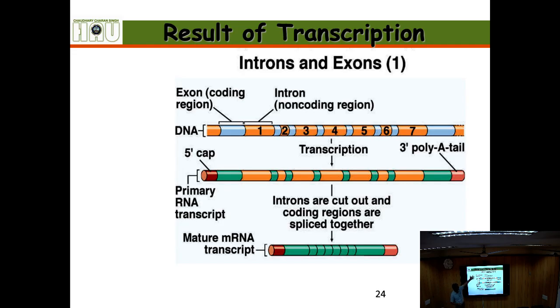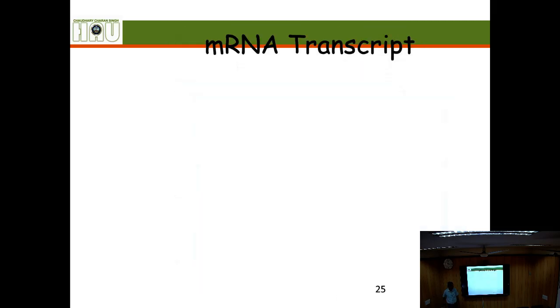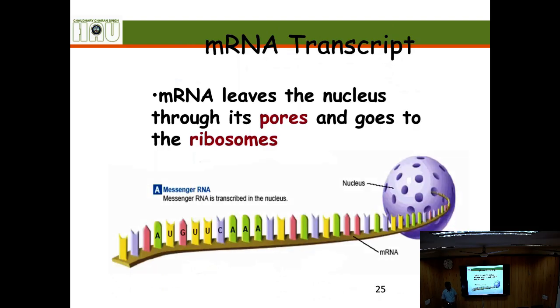Here you can see the DNA having non-coding regions, the introns, in between. After transcription, you have the nascent mRNA, and then these introns are cut out and the coding regions are joined together to form the mature mRNA. The mature mRNA has a cap as well as a poly-A tail, and this transcript is now ready for protein synthesis. This mRNA transcript then leaves the nucleus through the pore, goes to the cytoplasm and attaches to the ribosomes.